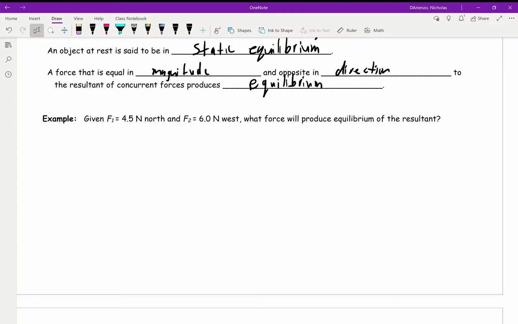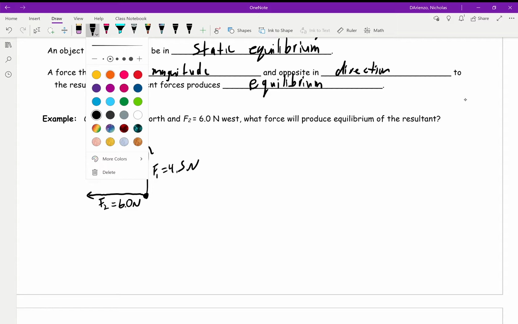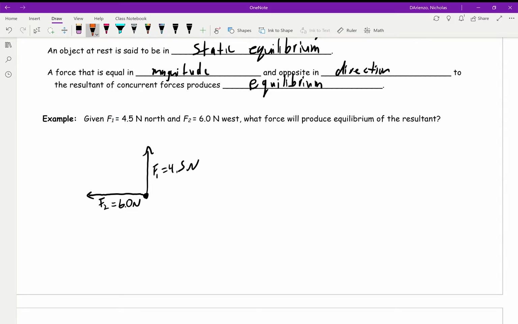So if we consider these two forces, I'll start these from point P. I'm going to give myself a little more room there. We start these from point P. F1 is equal to 4.5 newtons. And F2 is 6.0 newtons, and that's directed west. We will assume that this is drawn to scale so that we can accurately draw our resultant.